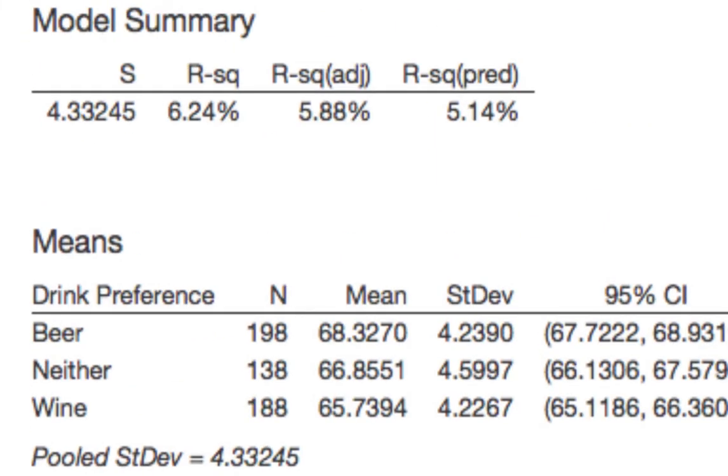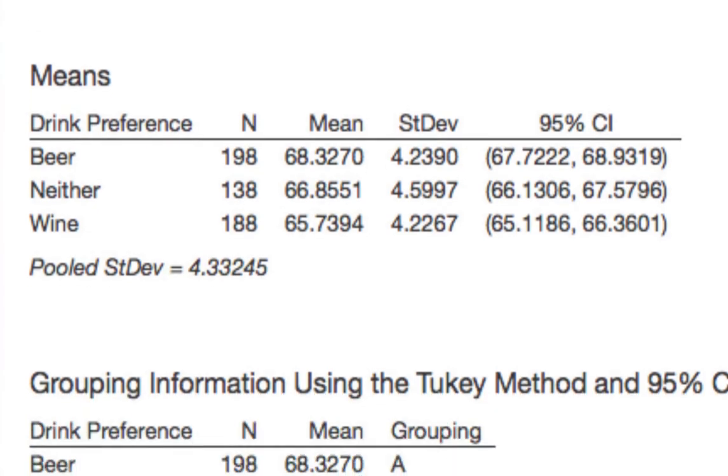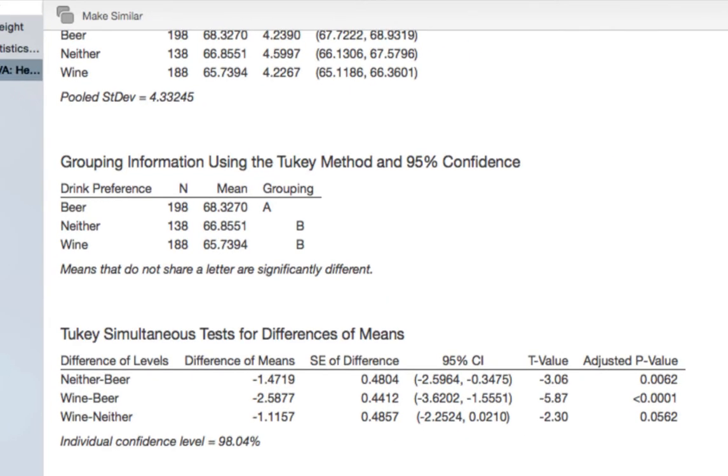The model summary table we're not going to be working with. The means table is just giving us summary statistics. Then we have our 2 Tukey pairwise comparisons tables.